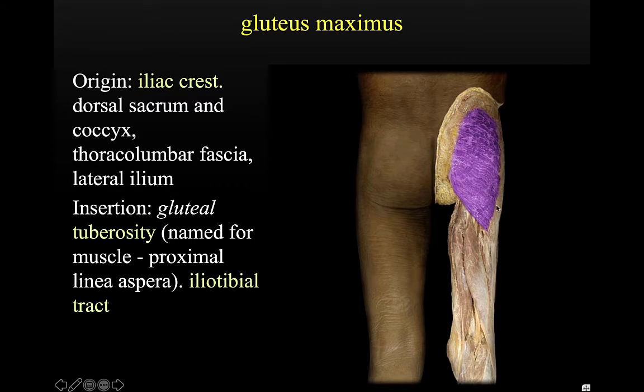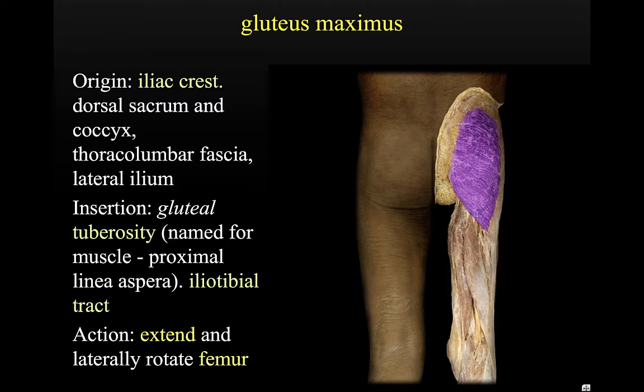It's going to attach at its insertion at two locations, the gluteal tuberosity, or we might say this tuberosity named for the muscle, and that's located on the femur proximal to the linea aspera. So it's kind of between the linea aspera and that greater trochanter. And this also attaches to that iliotibial tract, which obviously means that it's going to pull on the tibia.